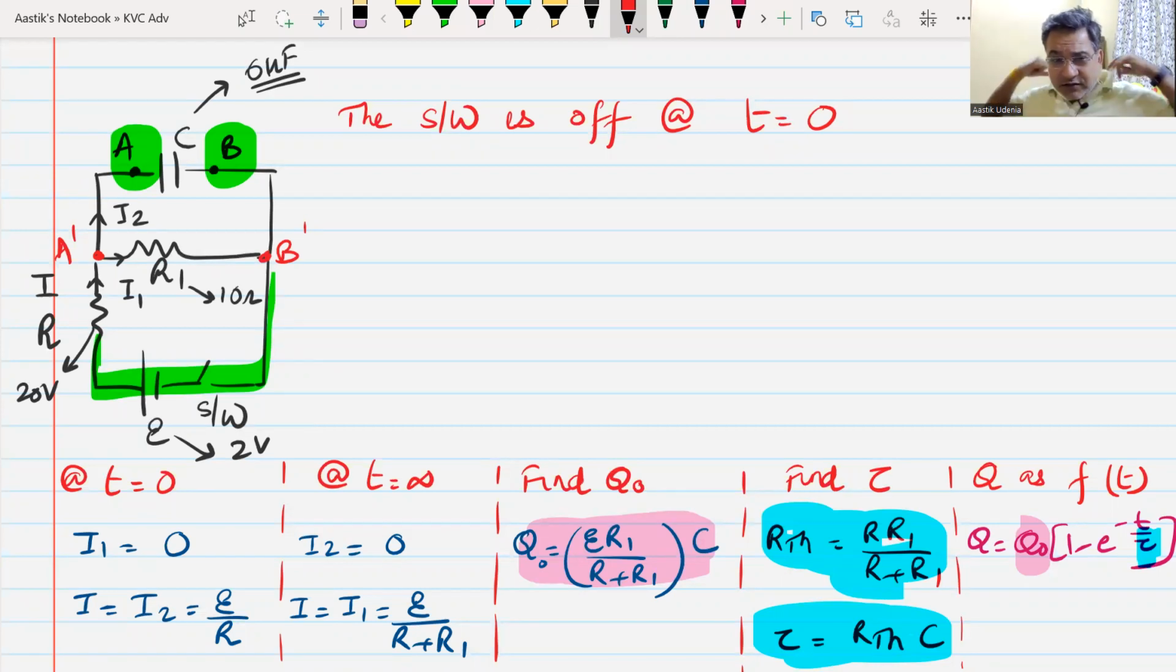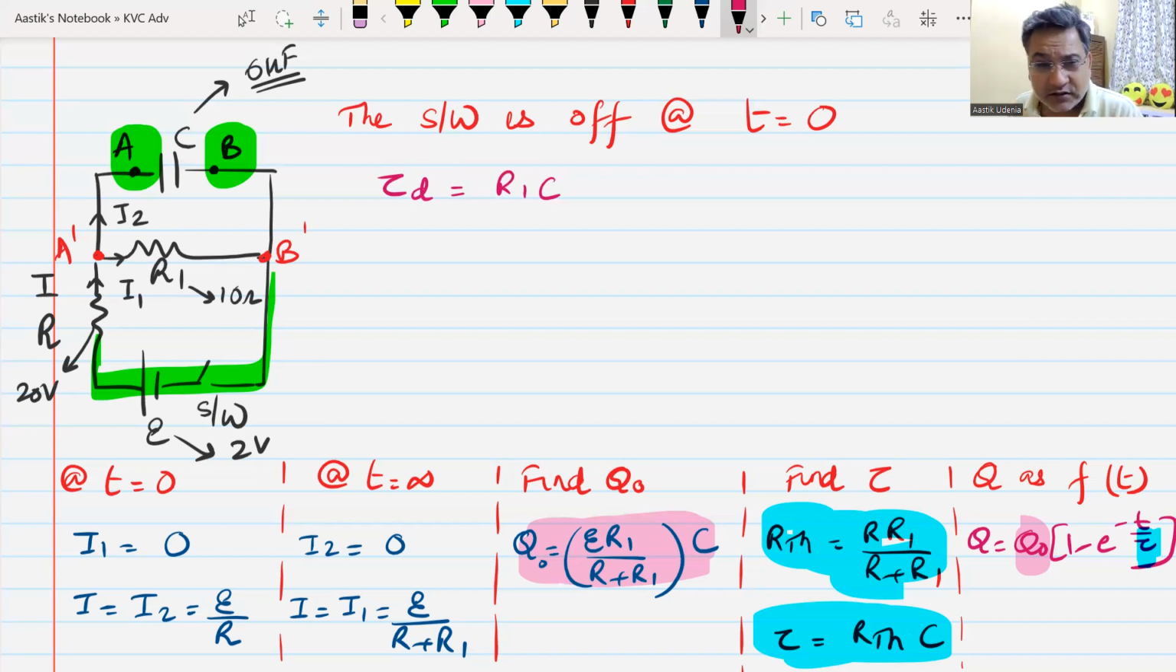What is going to happen now? The battery does not get discharged. The capacitor gets discharged. What is the time constant of the discharging capacitor? Tau discharging. What is the tau discharging? R1 into C, sir. R1 into C. Do we understand this? Yes or no? Understood, sir.